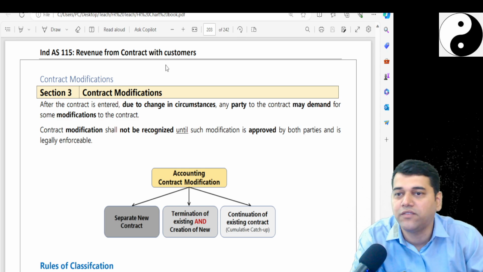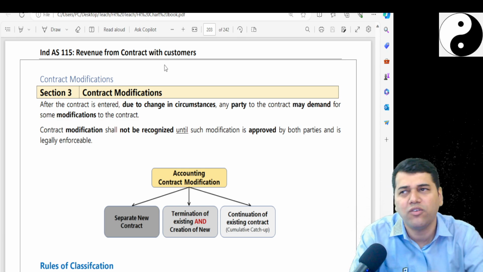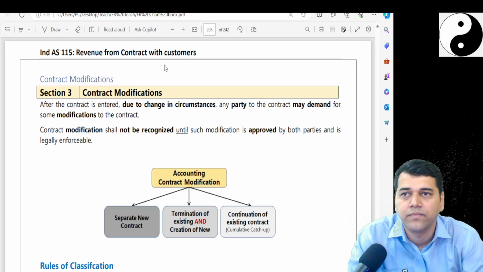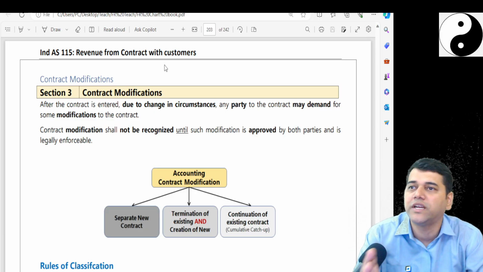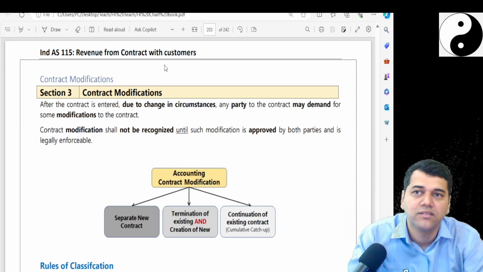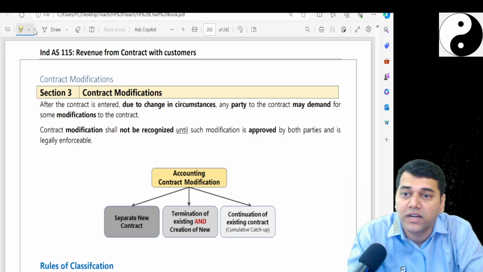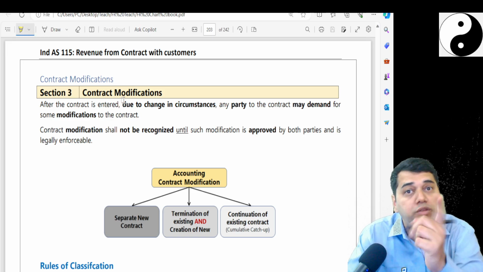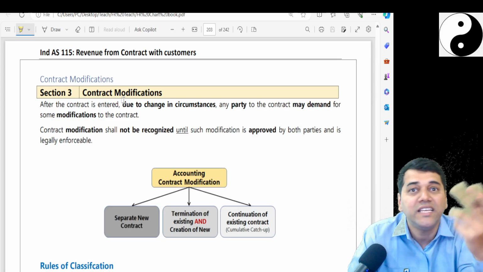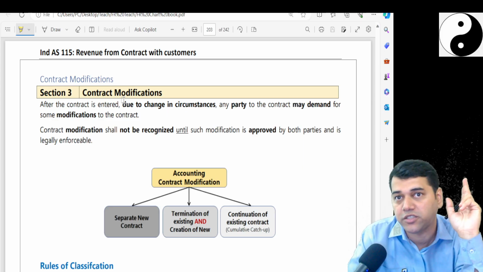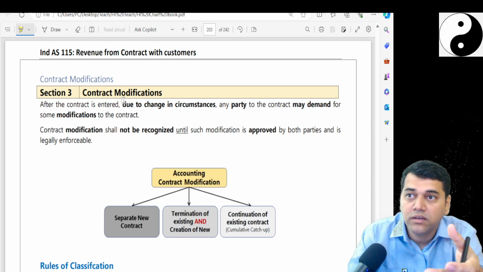Now we will start with the contract modification. Now onwards, very small aspects. Now this contract modification, you get the flavor of 116. It's something very similar there. Now after the contract is entered, understand, see there are two things. One, you change in estimates, that is cumulative catch-up adjustment. The second one is the modification.